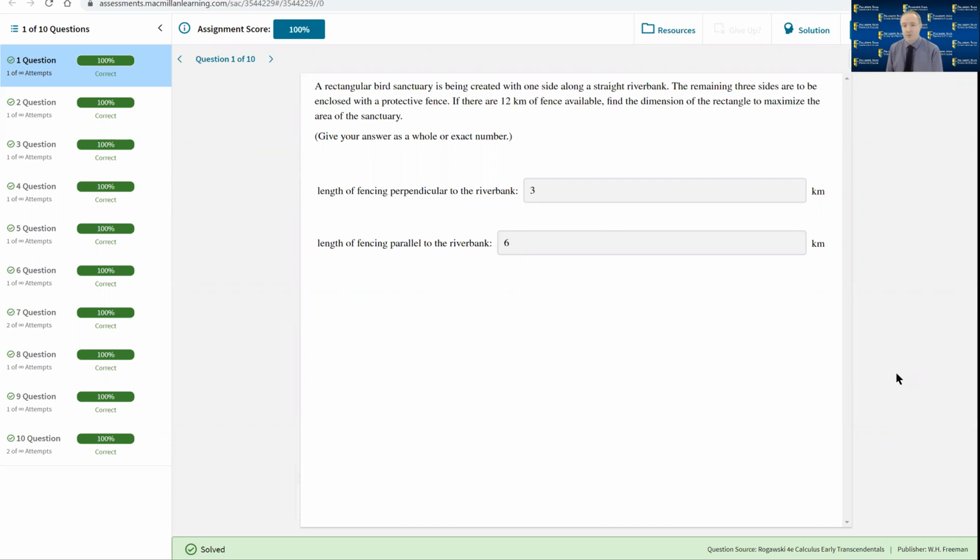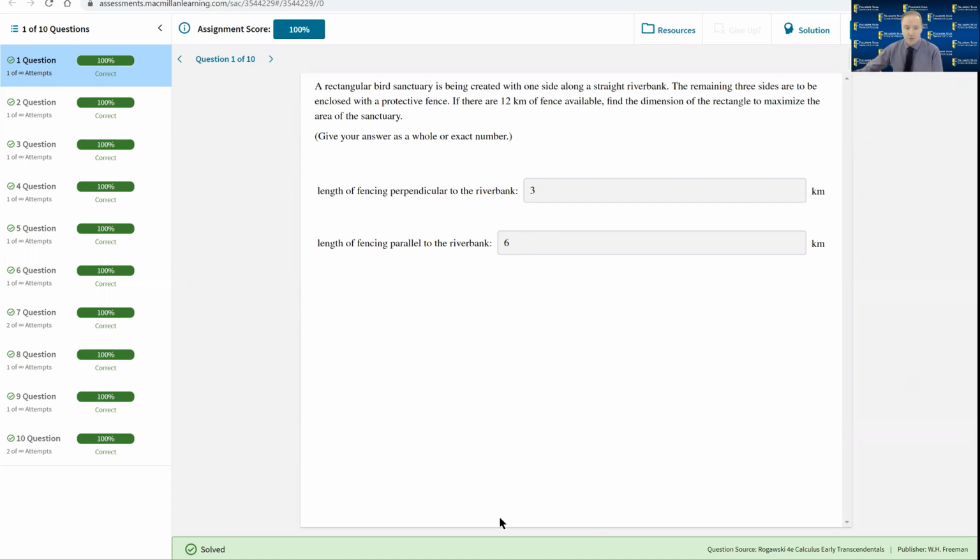So in this first one, the problem says a rectangular bird sanctuary is being created with one side along a straight river. The remaining three sides are to be enclosed with a protective fence. We know that there's 12 kilometers of fence available. Find the dimensions of the rectangle to maximize the area of the sanctuary.